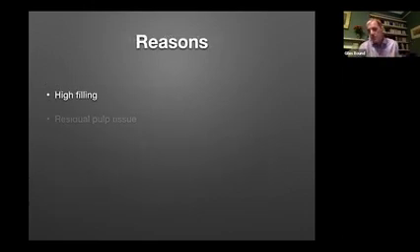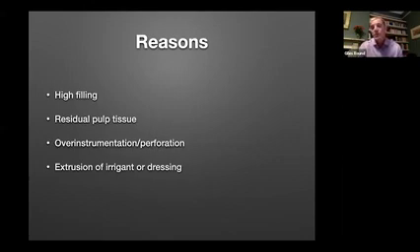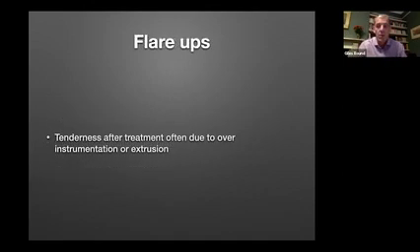The reasons: it could be that you've left the filling high. We've mentioned residual pulp tissue, so we haven't irrigated out and got rid of all those areas. We talked about activating our chemicals. We could be over-instrumenting or perforating. We talked about Schilder's principles, and this is extrusion of irrigant or dressing into the apical regions. And there might be an extra canal that we haven't located. We might not look for it, or might not know where our canals are. We looked at those diagrams and understanding those.